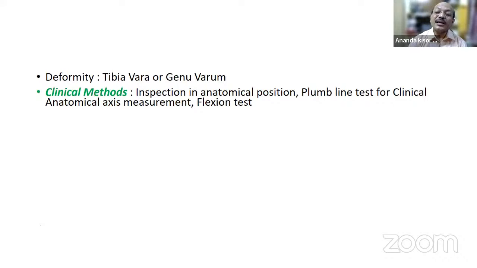We have to flex the hip and knee, the hip at least 60 degrees and the knee at least 90 degrees, 60 to 90 degrees, to check whether the deformity is completely obliterated or not. If the deformity is completely obliterated, it identifies that the femur is at fault. If it completely persists, the tibia is at fault. If it is partially obliterated, it is both the tibia and femur. So this is the basis of the flexion test.